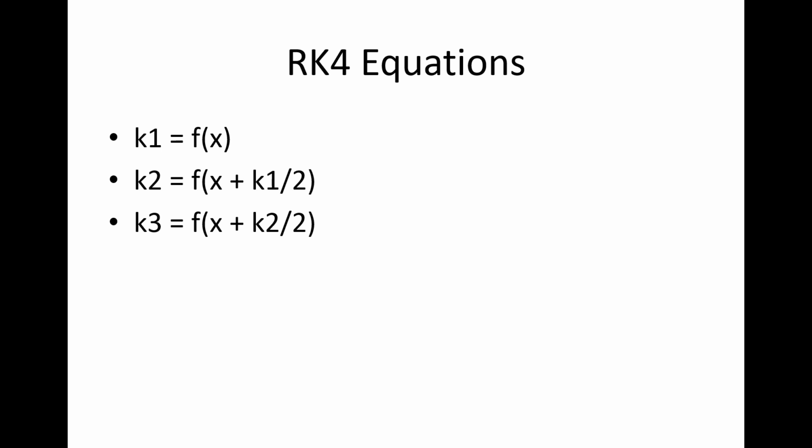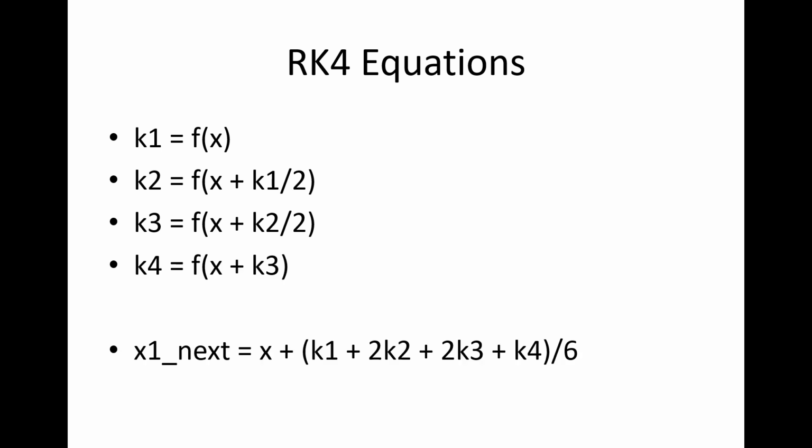The RK4 equations, which we already know, the general formula: this is the K1, which is the function f of x, which is the slope. At the end, x1 next is nothing but the update using the values we get from k1, k2, k3, k4, and x is the initial value, also known as the initial guess we have taken to solve this equation.